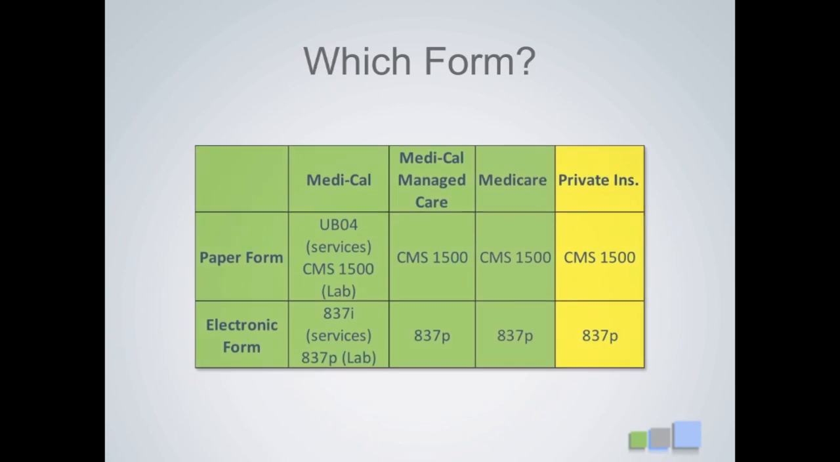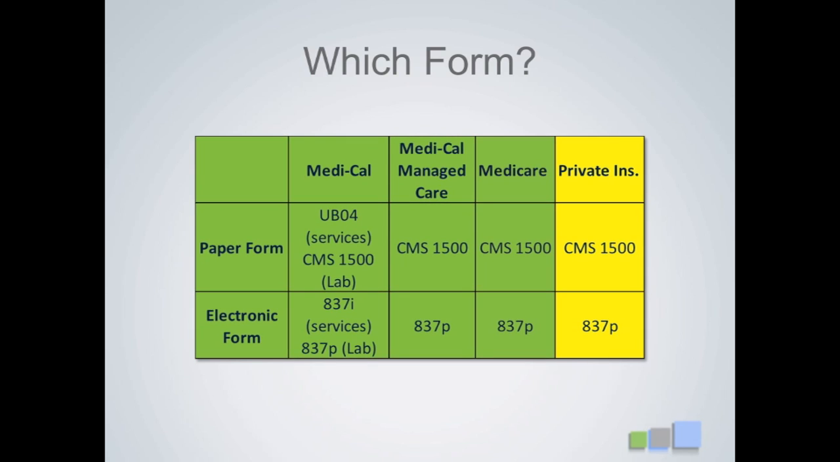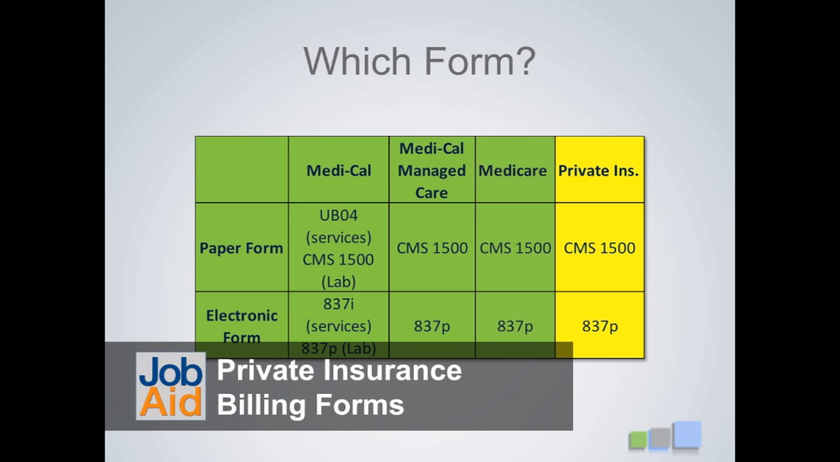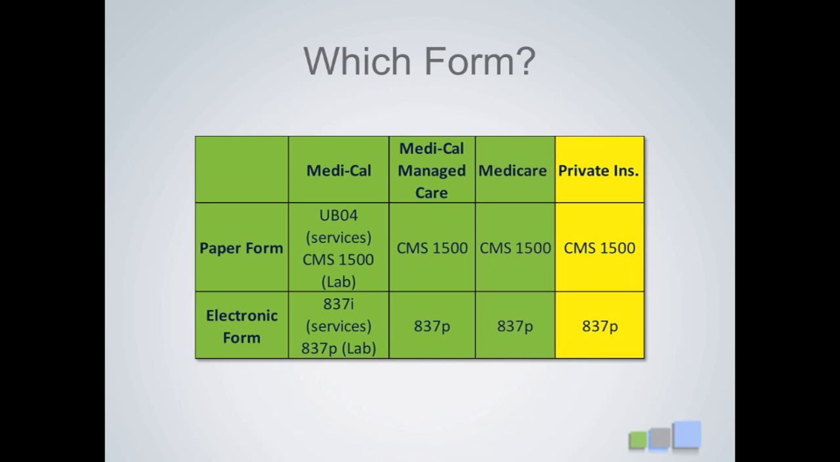The CMS 1500 is the standard form for paper billing to private insurance companies. For your convenience, you can download the Private Insurance Billing Forms job aid when you're ready to get started. If you are billing electronically, use the 837P format. The P stands for professional, which is how local health departments are recognized by private payers. Check the payer's website or manual for instructions on completing their forms.